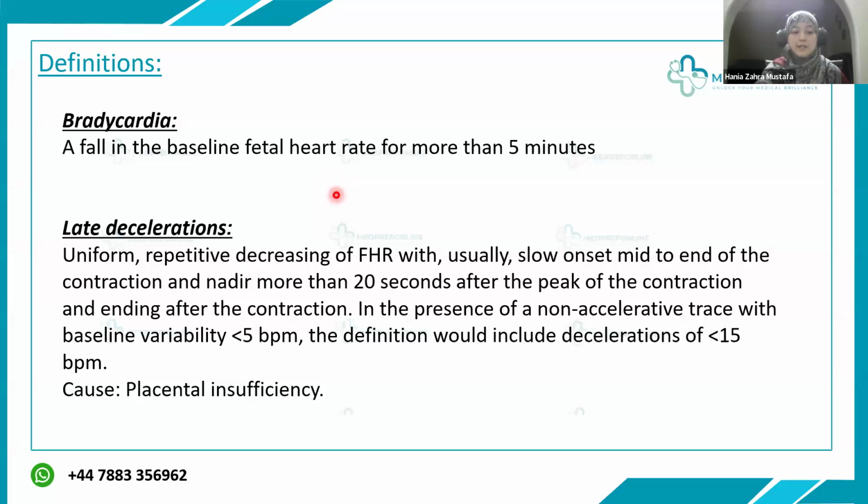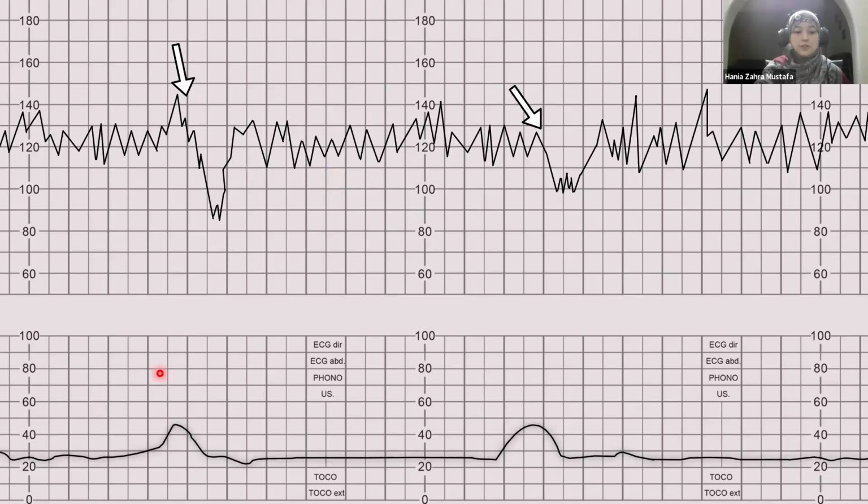The last one is the late deceleration. In the late deceleration, the decel starts from the middle of the contraction, and then it ends after the contraction ends. And this is a sign of placental insufficiency. And all the causes that I'm stating here of the different causes of these decels, whether it's prolonged or late or variable, the causes are reversible.